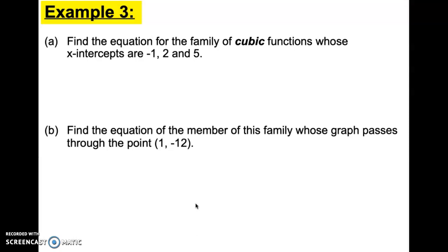So here is our last example for today. Find an equation for a family of cubic functions whose x-intercepts are -1, 2, and 5. This time they're not asking for a possible equation or the exact equation. They're asking us for the family. So if they're asking us for the family, that means leave the a value.